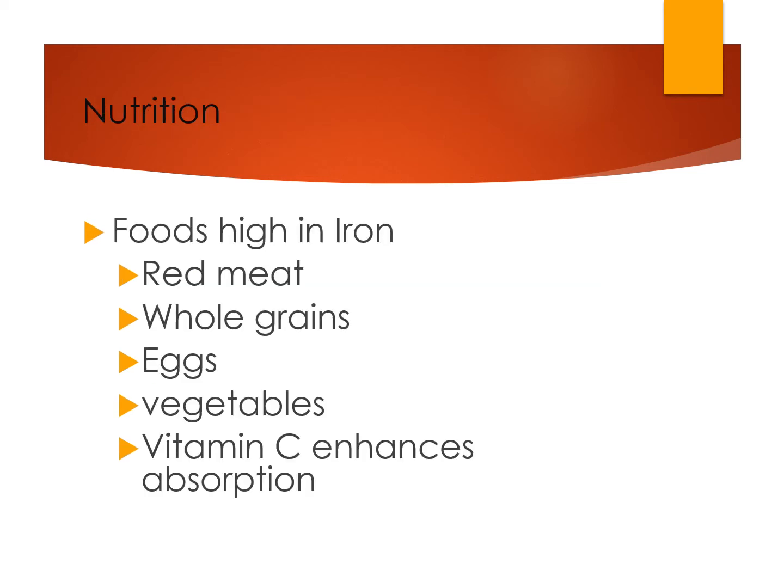Of course, in the cases of anemia, iron deficient anemia, diet can play a very strong role. Red meats, whole grains, eggs, vegetables, and vitamin C enhances the absorption. Vitamin C can serve as your very acidic environment that you're looking for.